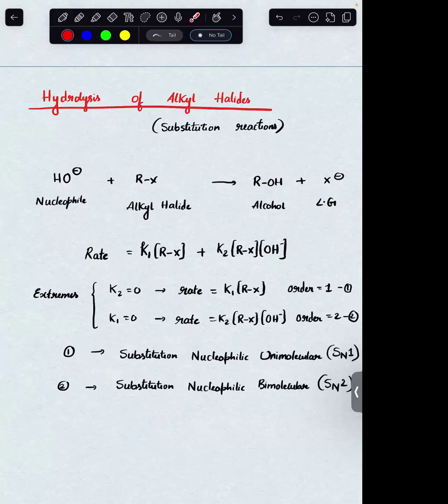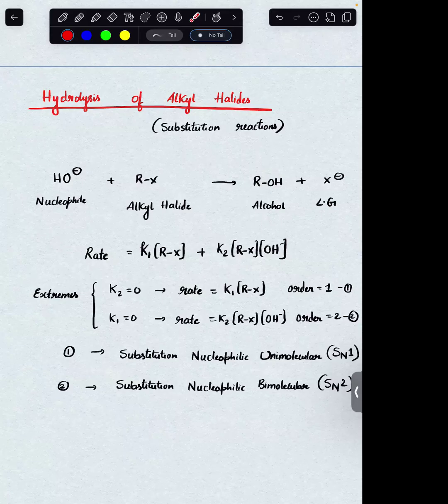SN2 is known as a bimolecular reaction. Substitution nucleophilic bimolecular is SN2. Substitution nucleophilic unimolecular is SN1. Again, let us take a general example. I am taking OH minus, which does the substitution reaction, right? OH minus with alkyl halide forms alcohol. X is replaced by OH, you form alcohol, and X minus is the leaving group.